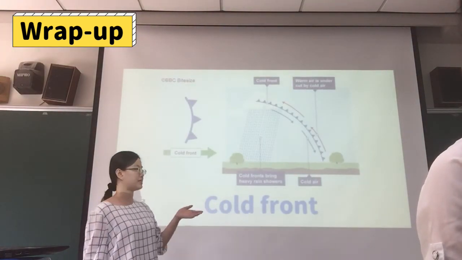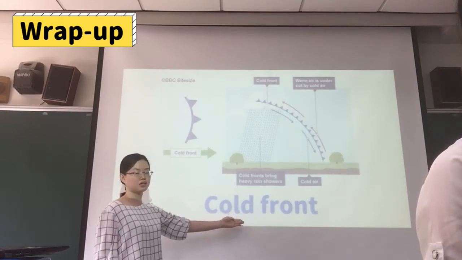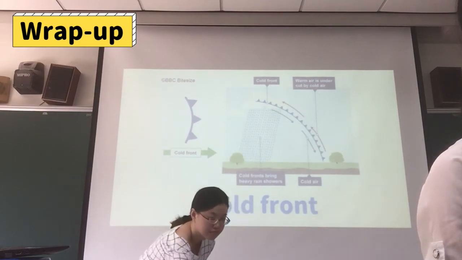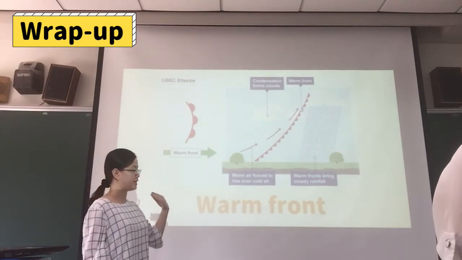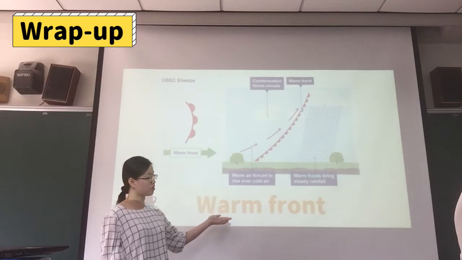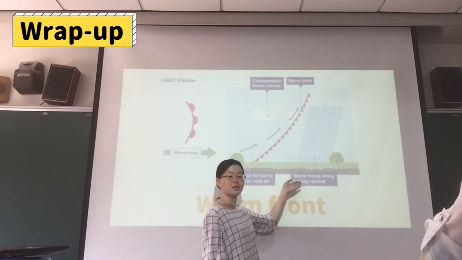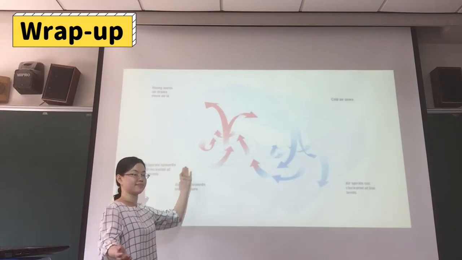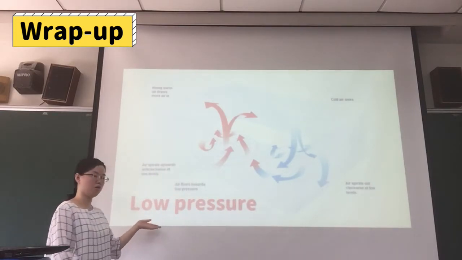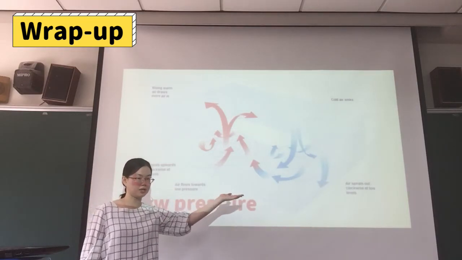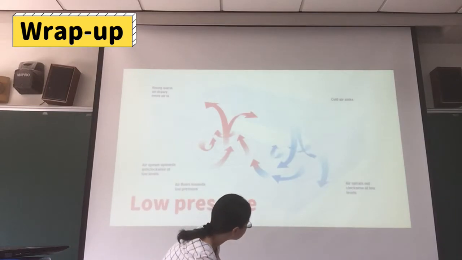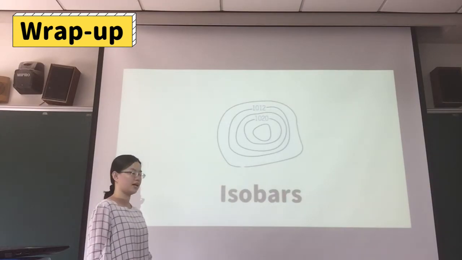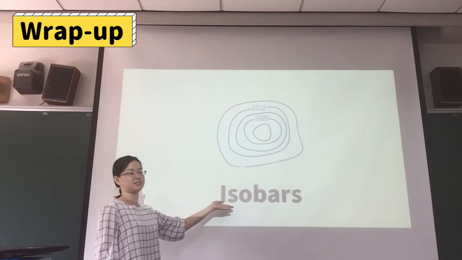The first one, everyone says cold front. Cold front. It brings heavy rain showers. Next, everyone says warm front. Warm front. It brings steady rainfall. The left one is, everyone says, low pressure. So the right one is high pressure. And the last one is isobars. Isobars.